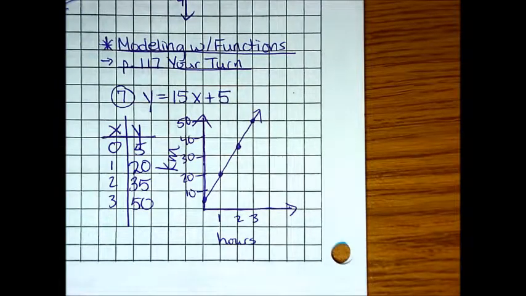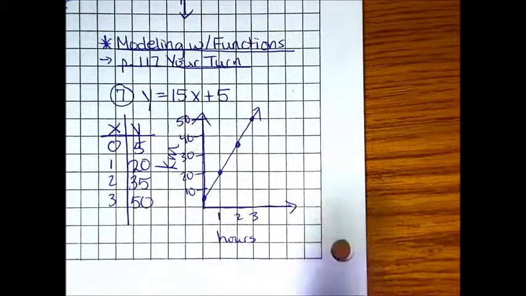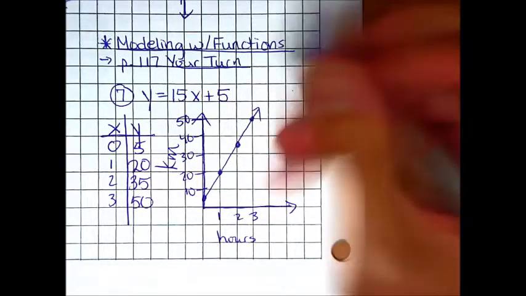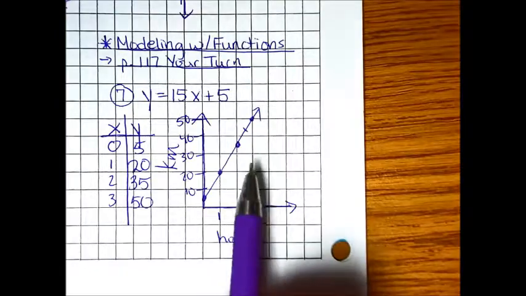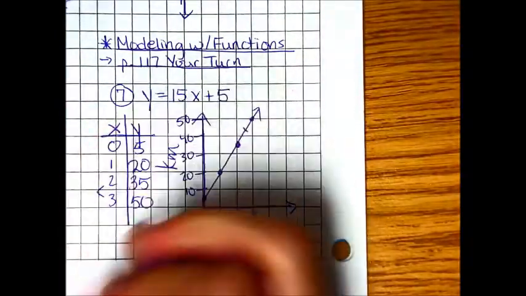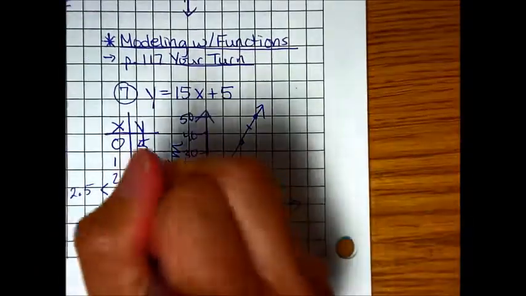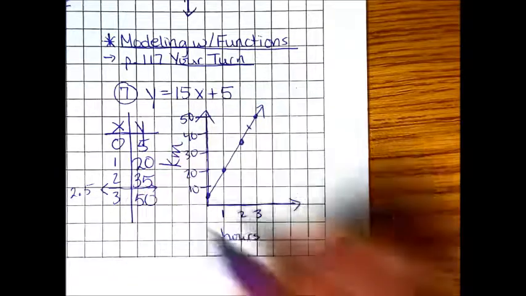Okay, and then the final part of that question says to figure out how far the cruise ship will be from its port 2.5 hours from now. So this is where having the table and the graph are useful. You can see that 2.5 hours would fall halfway in between hours 2 and 3. And look on your table. That would fall right here, halfway in between the 35 and the 50.